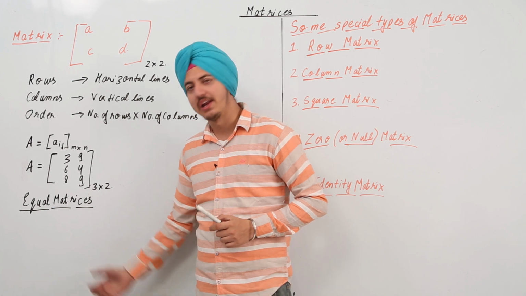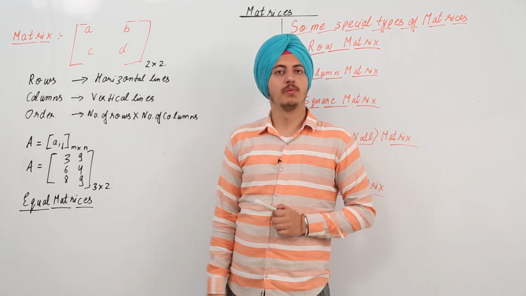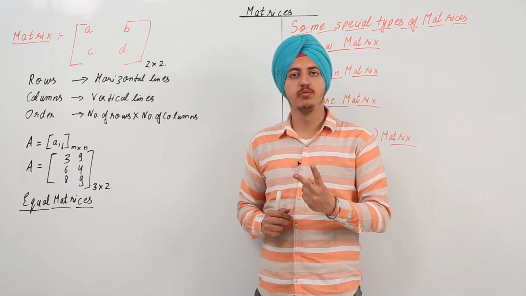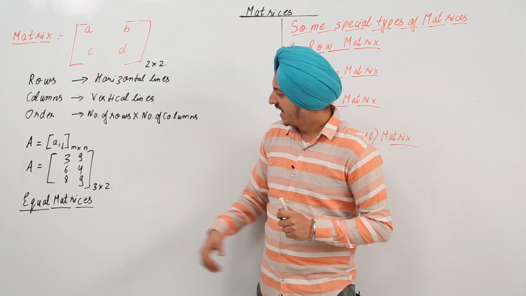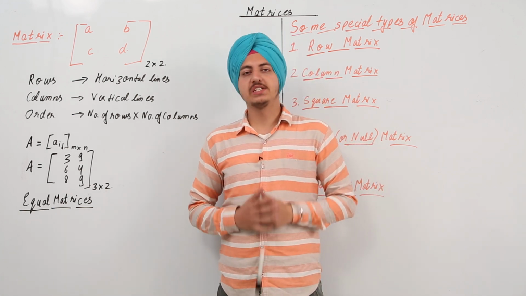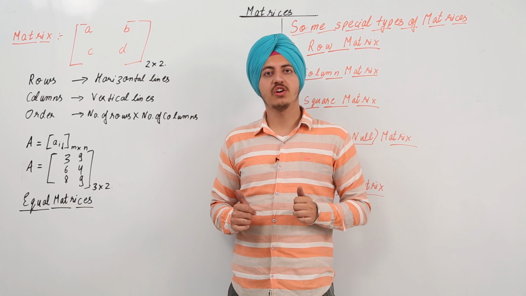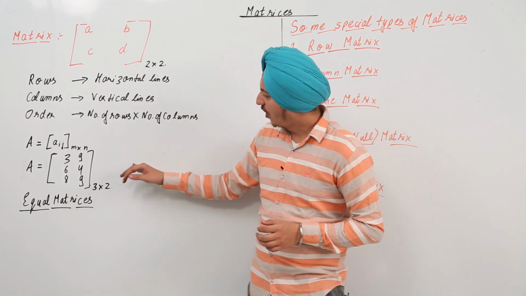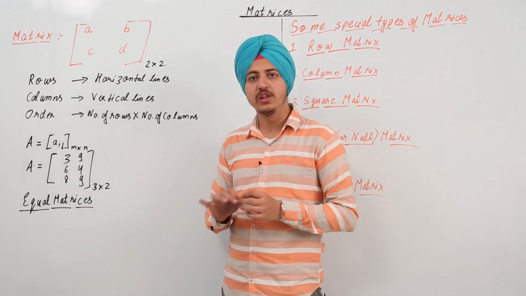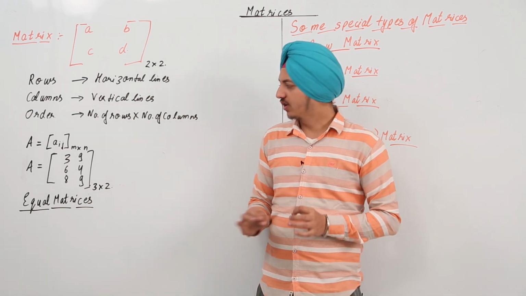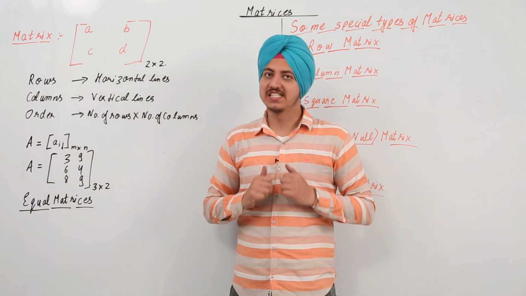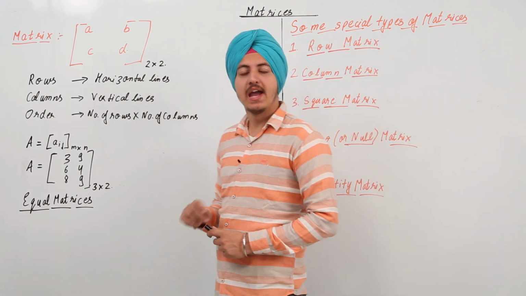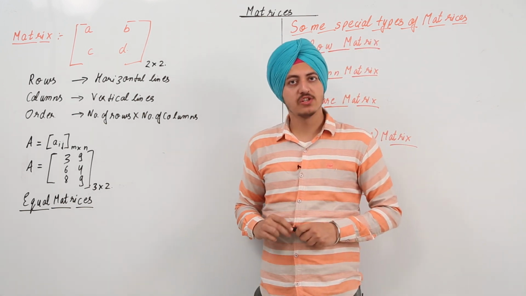So now we have equality of matrices, or equal matrices. What are equal matrices? For any matrices to be equal, you have 2 conditions. First condition is that the order of both the matrices should be same. And then second, if the order is same, all the corresponding elements should be same. Do you understand? First, the order should be same, and second, all the corresponding elements should be same.